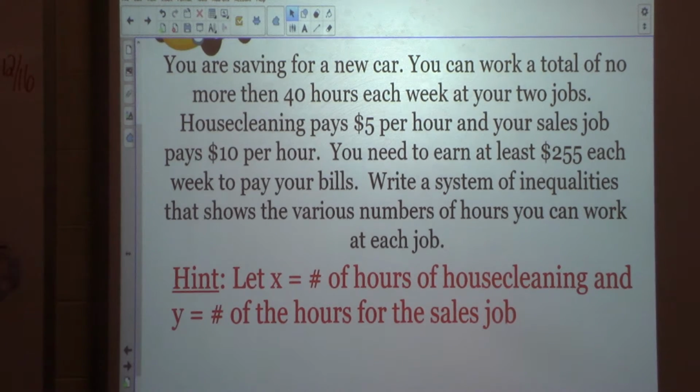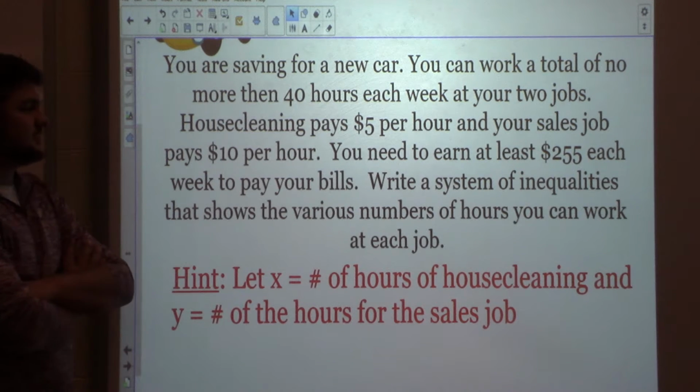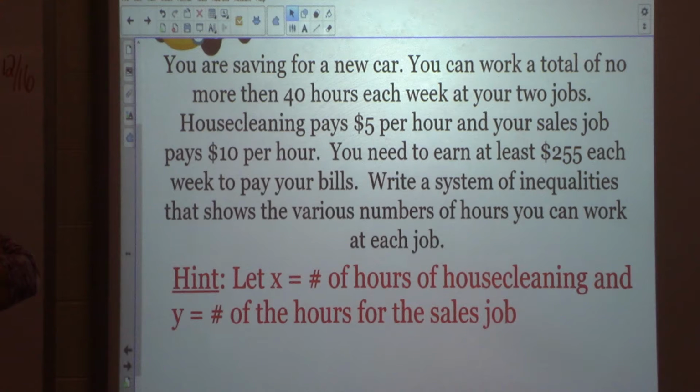We're saving money for a new car. You can work a total of no more than 40 hours each week at your two jobs. House cleaning pays $5 per hour. Your sales job pays $10 per hour. You need to earn at least $255 each week to pay your bills. Write a system of inequalities that shows the various number of hours you can work at each job.